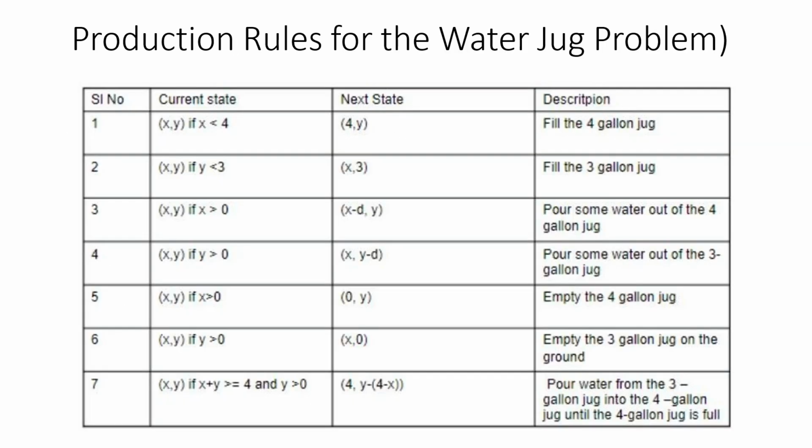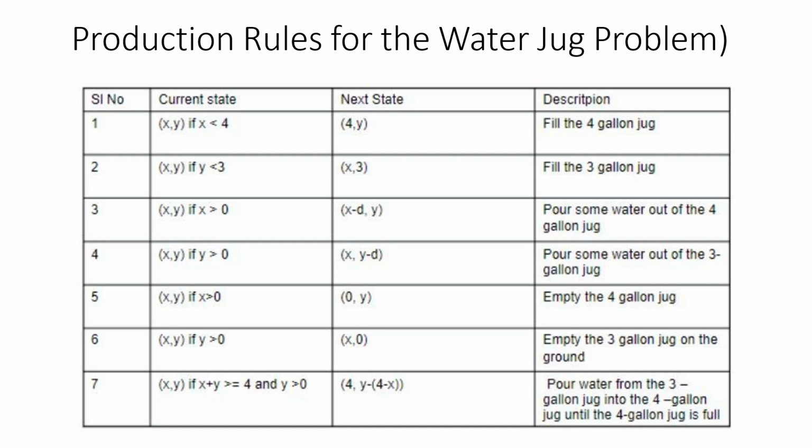Next, we will see the production rules for the water jug problem. In the previous class we already discussed the water production rules, so we will see them one by one. The first rule: the current state is (x, y), and if x is less than 4, that means the 4 gallon jug is not full, then we can fill the 4 gallon jug. So if our current state is (0, 0), it can become (4, 0).